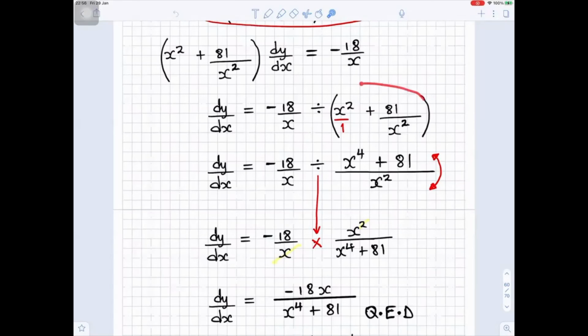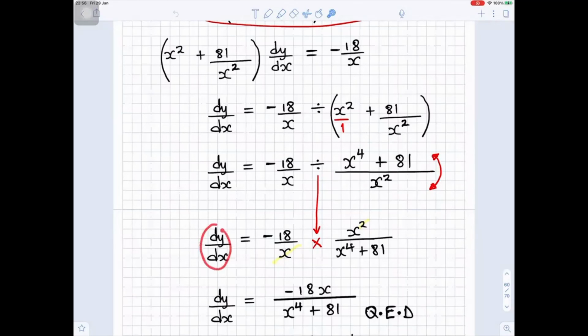Now we want to add what is in the bracket. There are two fractions, 1, 2. We want to add them to make one fraction. So we use the upside down table method. X squared times x squared gives you x4. 1 times 81 gives you 81. 1 times x squared gives you x squared. So I'm using this upside down table method. Now we have it as one fraction.